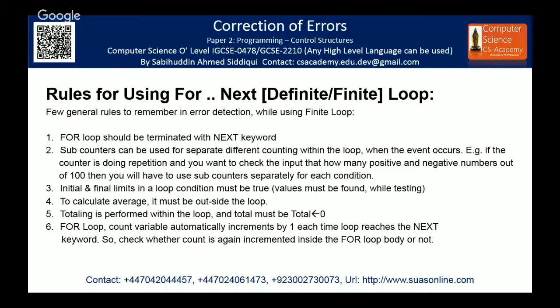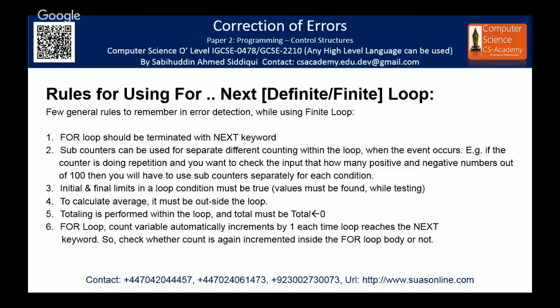So now part number 5: totaling is performed within the loop, and total must be total equals 0, or you can say total is assigned as 0. This arrow sign is used to relate the right hand side to the left hand side, where total stands at the left hand side. In between total and 0, 0 is at the right hand side, so 0 is being assigned to total. That means the value of total will be initialized with 0, and 0 can be identified as the type of number, which relates to data types.